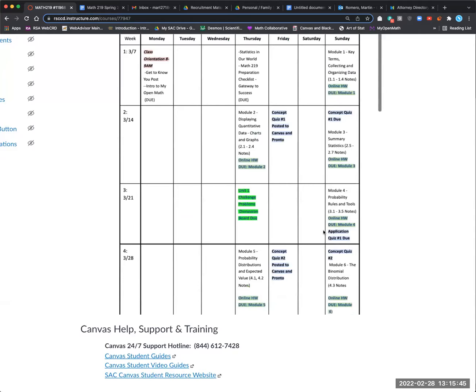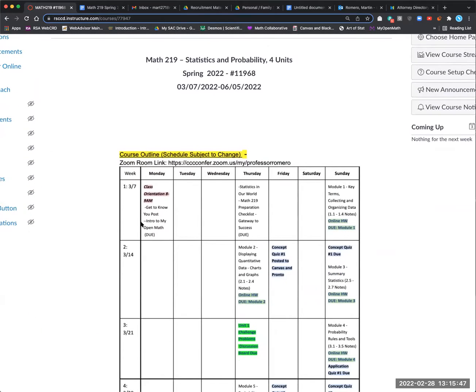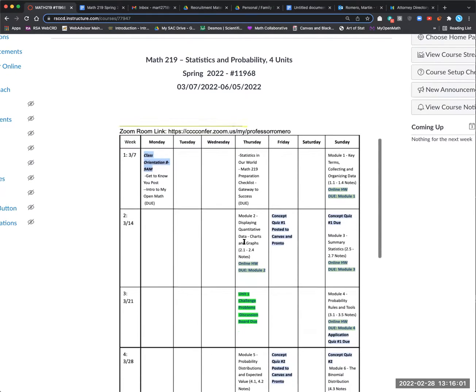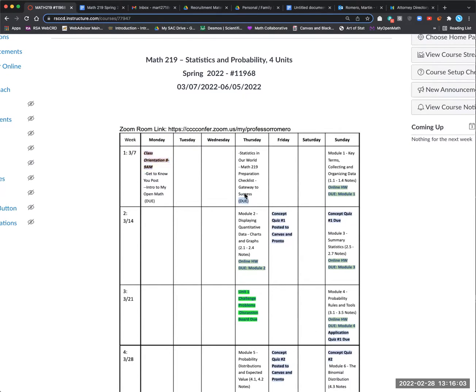You also get to see all the different types of assignments. Our class officially starts on Monday, March the 7th. There are 2 assignments here. I have an optional but recommended class orientation in the morning if you can make it, just to go over any key questions you have. And then the first week, there are some opening assignments.